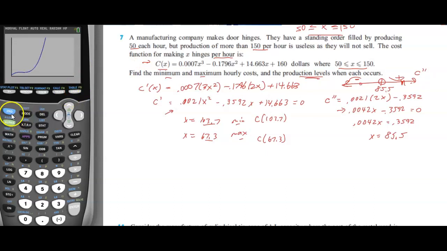I'm going to graph it, and then I'll do trace. And then I'm going to type in 103.7, and then I'm going to find out what my cost is at 103.7. It's the minimum point, as we can see here, 529.80. So the cost is 529.80 dollars.